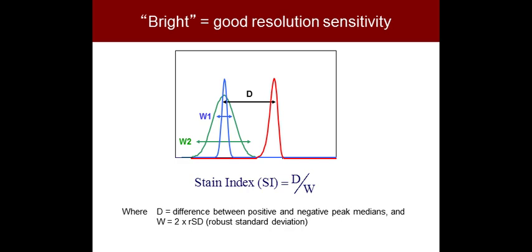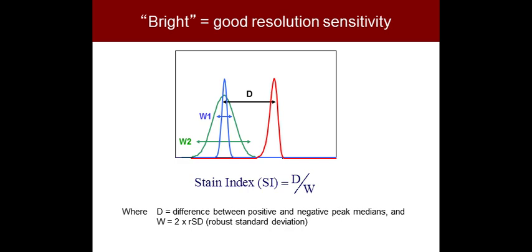Well, in this case, I should start by saying that we're talking about the end result of staining with a particular antibody conjugate. I'm not talking about the quantum fluorescence of an individual fluorochrome molecule. I'm talking about the net result. When you stain with an antibody, how much resolution do you have between your positive peak and your negative peak? And so that's why I call it resolution sensitivity.